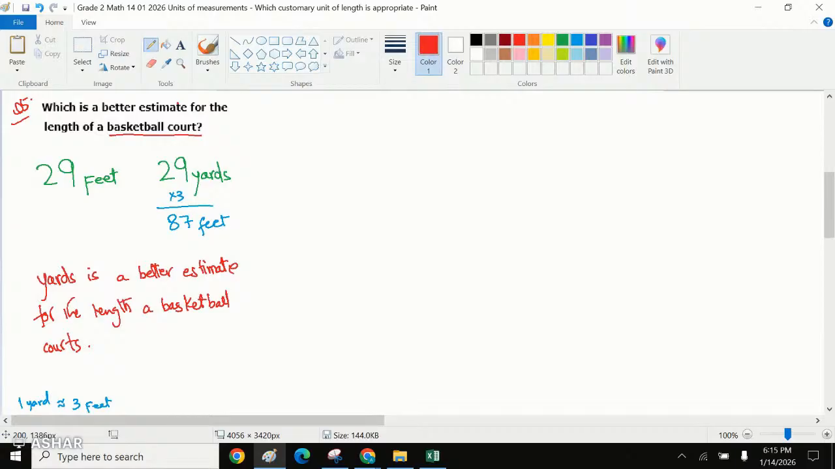Yes, 29 yards. I'm just doing an approximate 87 feet. You don't have to do it. We are just comparing the values in the same quantity, right? So we want to see which one is more. So for the next question, thank you, May.